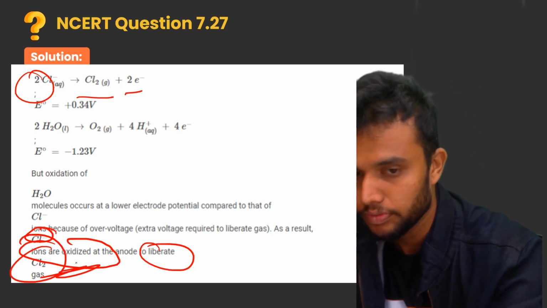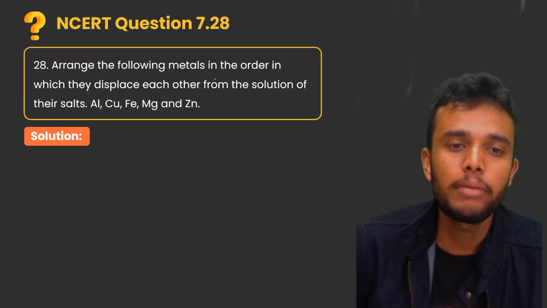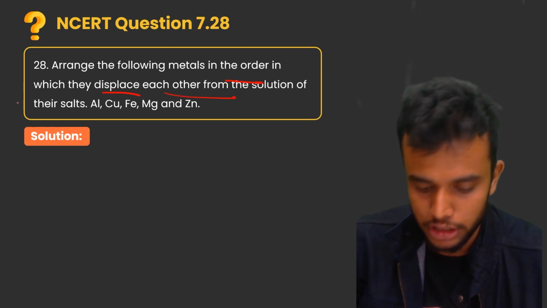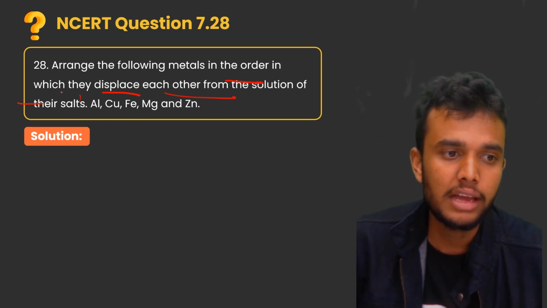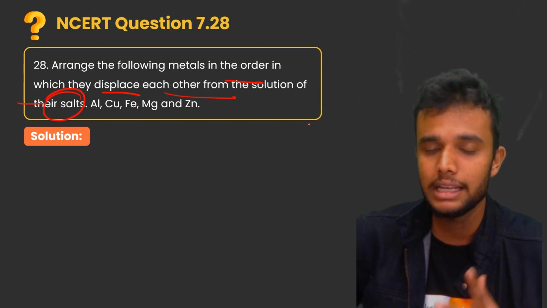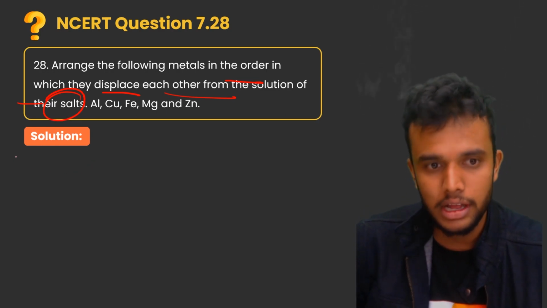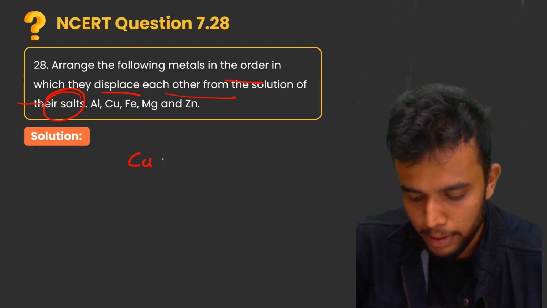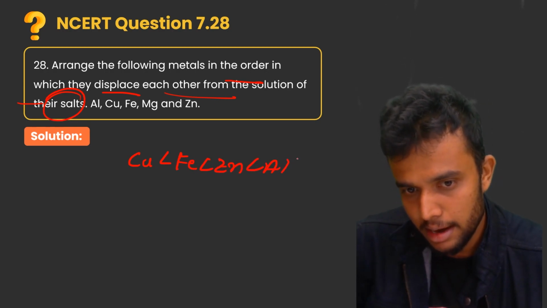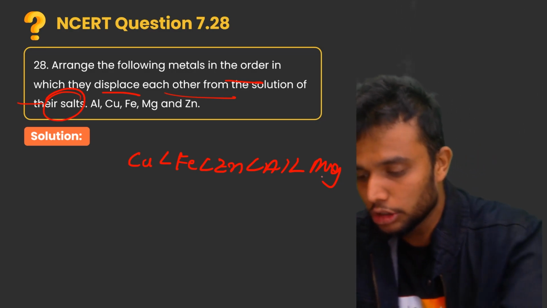Very simple. Next question. Arrange the following metals in the order in which they displace each other from the solution of their salts. It depends upon the reducing agent. With increasing reducing power, it displaces more easily. According to that, copper comes first, then iron, then zinc, then aluminium, then magnesium. This is the order.